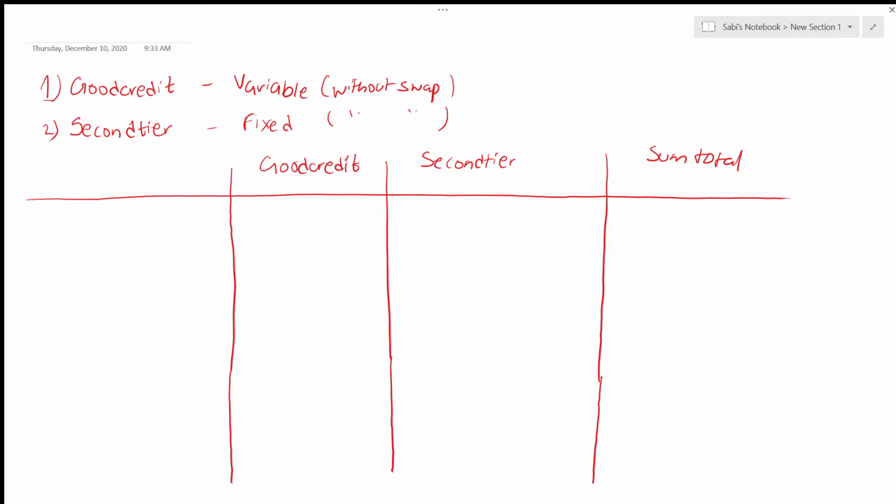So, the first line which you have to enter is without swap. Without swap, good credit is variable and this one is fixed. Let me write V and F. That's what they want. Now I will write the rate. The variable is LIBOR, and it's a payment, so it will be in brackets. Always put the payment in brackets, and a receipt has to be without brackets. And this one is fixed, and they have given the rate as 12.5%.